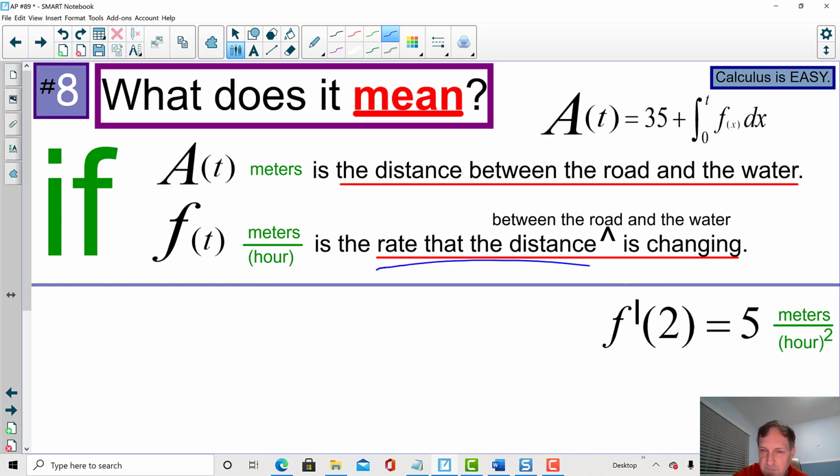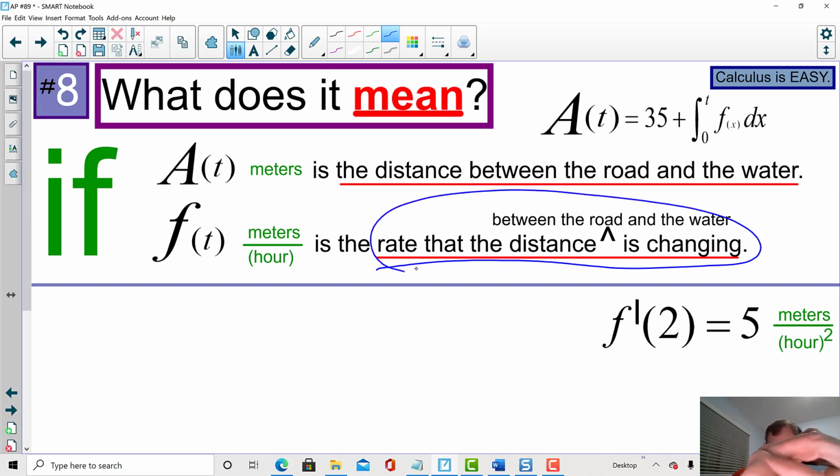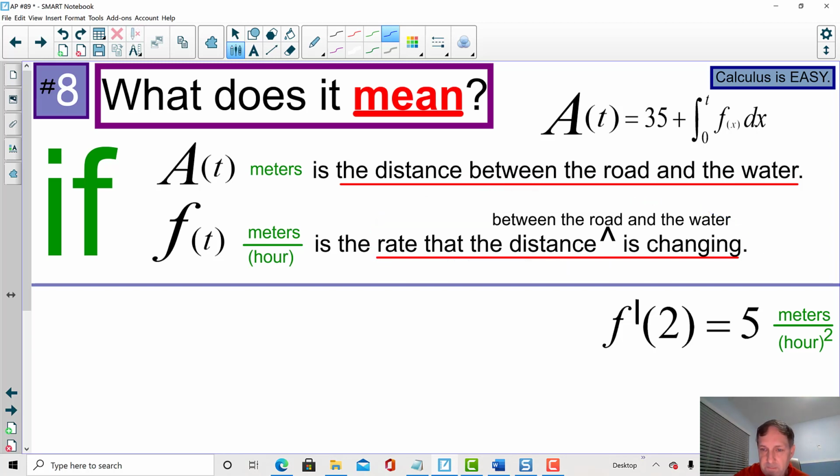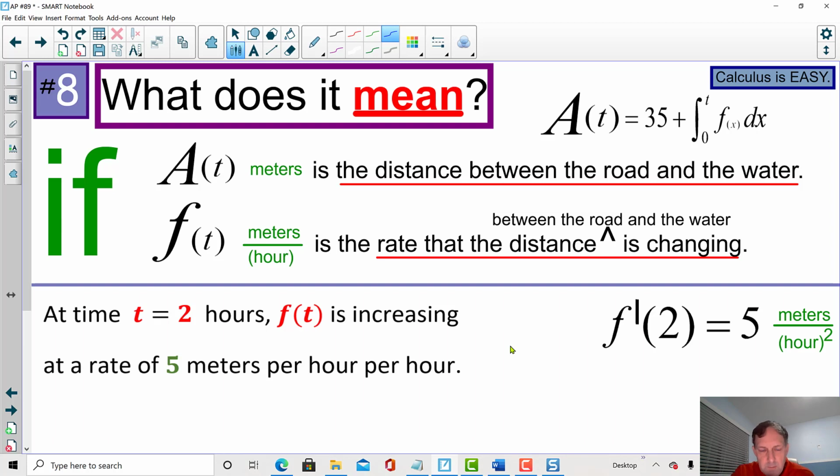Now you'll notice the description for f is this big long thing here. So I'm just going to call it f for now. And since our derivative was 5, then we would say that f is increasing at this rate. You'll notice the units of time are hours, so it would be at the moment when t is equal to 2 hours. So let's go ahead and write that down. There we go. At time t equals 2 hours, f of t is increasing at a rate of 5 meters per hour squared. And again, when you have hours squared, we just write that as per hour per hour.